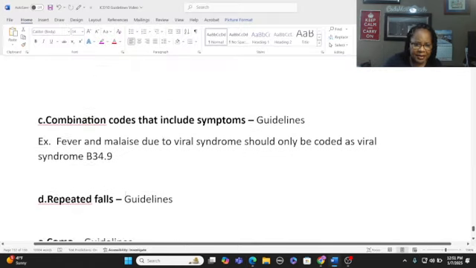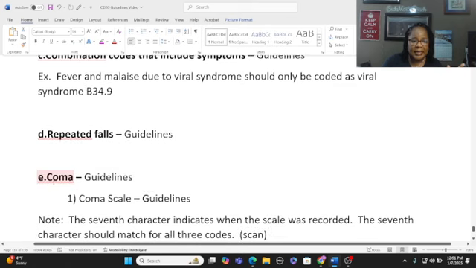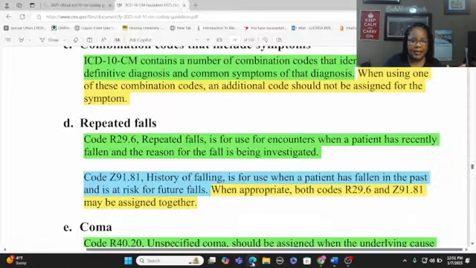I don't think I have any notes at D. Nope, straight from the guidelines. All right, let's look at E, coma.